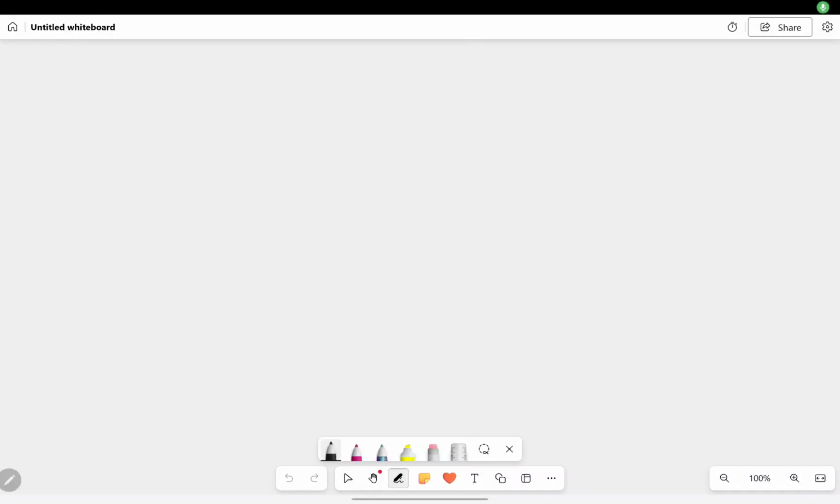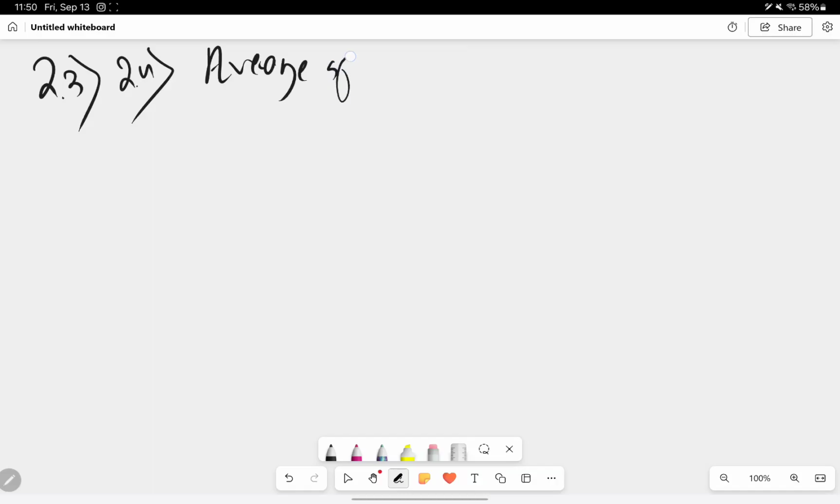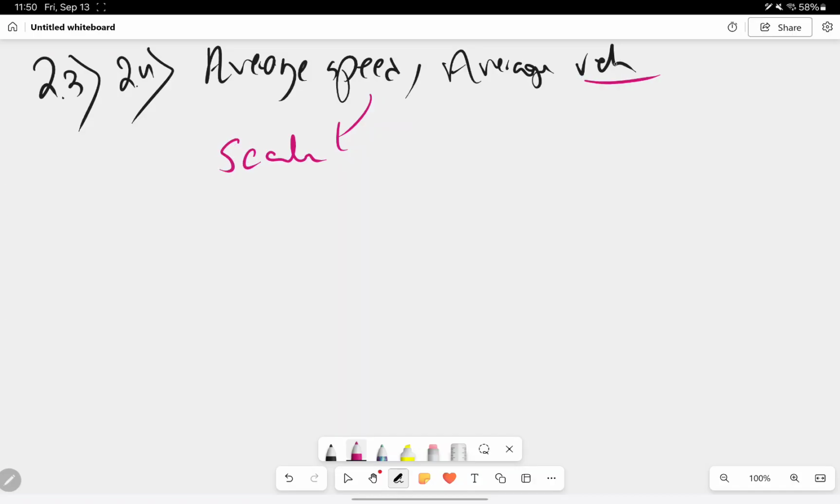Okay, now we're going to cover sections 2.3 and 2.4 together. And what I mean by average speed, and what I mean by average velocity. Okay, just again, a little reminder: speed represents a scalar value. Velocity represents a vector value. So scalar just shows me value, vector shows me value and direction.